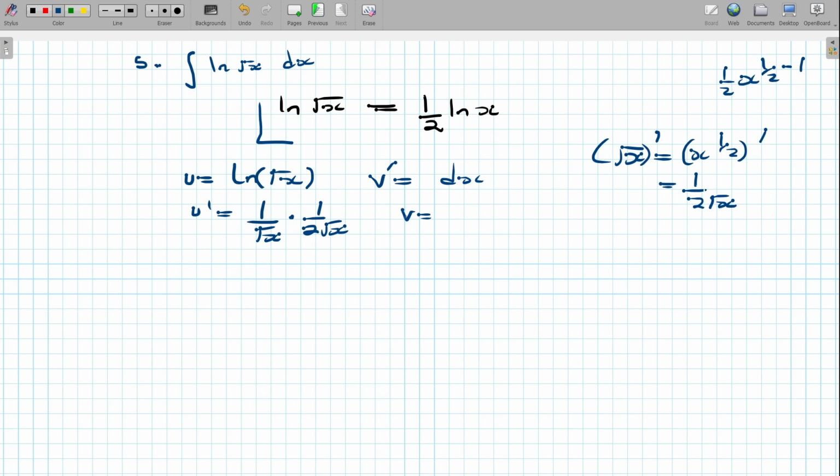And then the integral of v prime in this case is going to be x. So the integral of dx is basically going to be x. And maybe I'm just going to call this integral j, so that we don't write a lot of things. So in this particular case, j is going to be x multiplied by ln of root of x, because it's u multiplied by v, and then minus the integral of u prime multiplied by v.